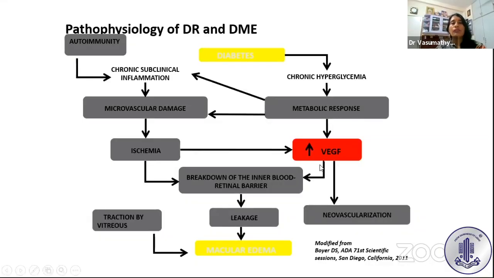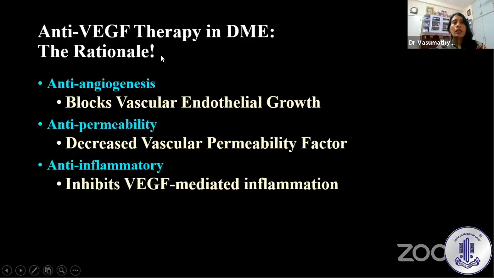So coming to pharmacotherapy in diabetic macular edema, if we see the pathophysiology of DME, both increased VEGF as well as inflammation, both chronic subclinical inflammation, both play a part in the diabetic macular edema. Hence the rationale of use of anti-VEGF agents as well as intravitreal steroids.